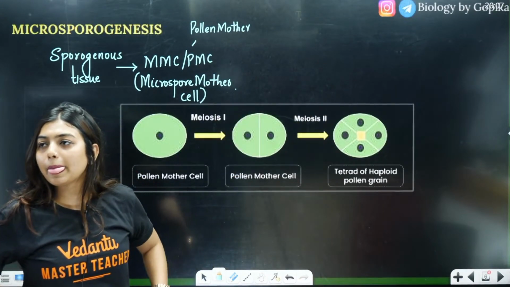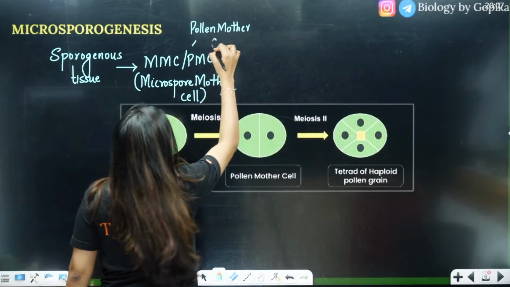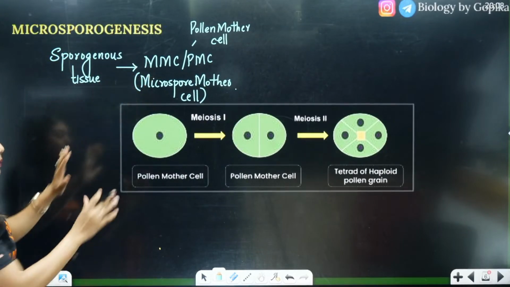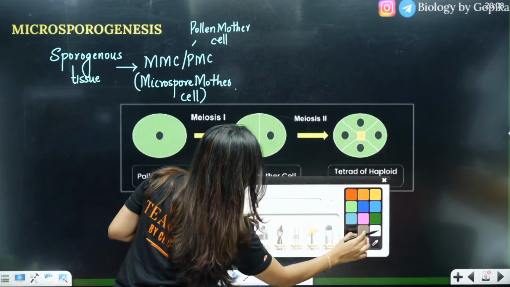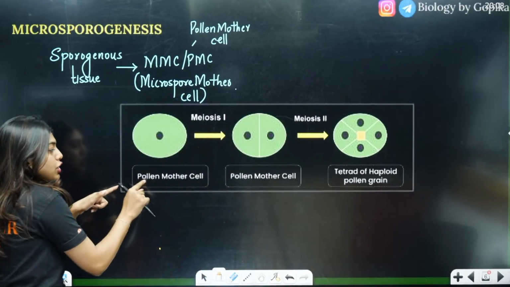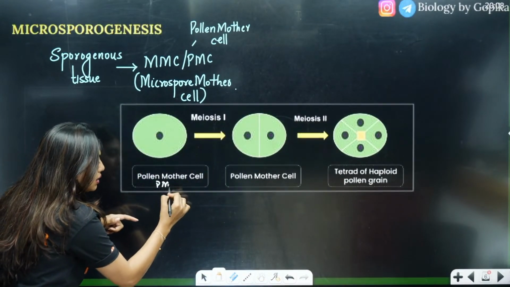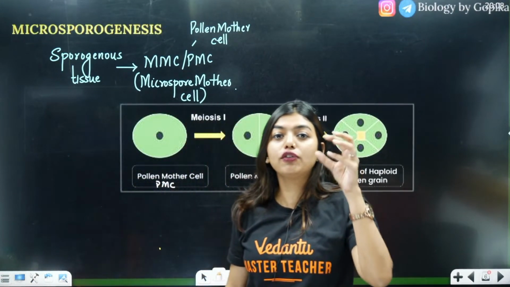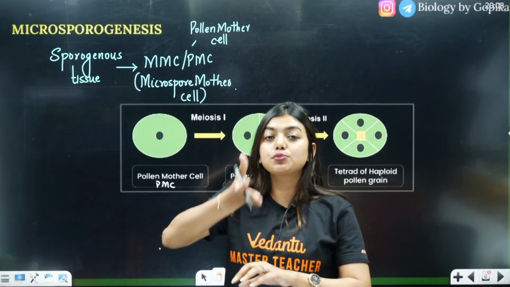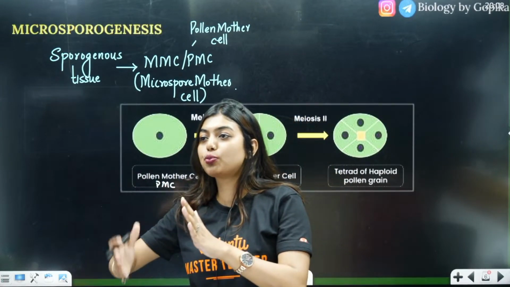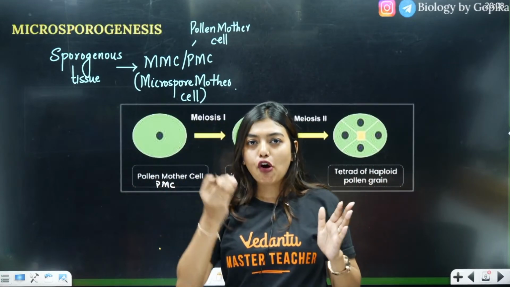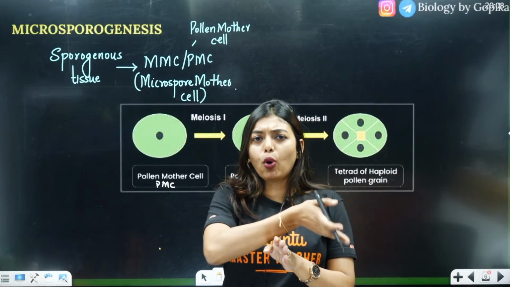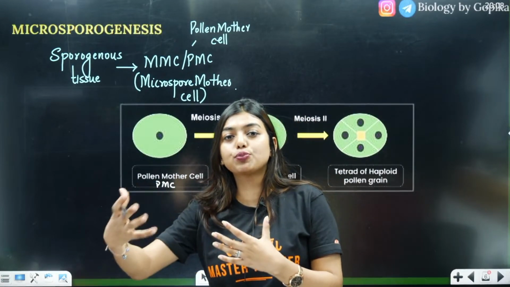Yes, clear? Okay, nice. Pollen mother cell. Clear to all of you? So, from the sporogenous tissue, MMC happened. Now, look here, look to the diagram down. I've kept the diagram for all of you. So this is your pollen mother cell, which is PMC. Now what are we doing? We are doing microsporogenesis. That means formation of microspores from microspore mother cells is called microsporogenesis. All of you repeat after me. Formation of microspore from microspore mother cell or pollen mother cell is called microsporogenesis.